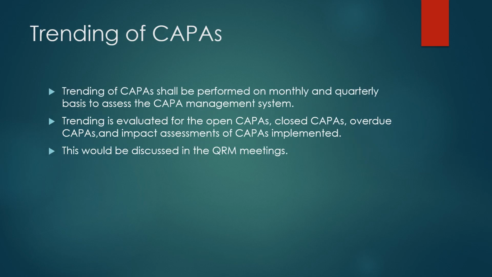Trending of CAPAs. CAPAs shall be trended on a monthly and quarterly basis to evaluate the open CAPAs, closed CAPAs and void CAPAs, and how the system is managed in terms of CAPAs. Trending of CAPAs is very important to evaluate how the QMS, quality management system, is working in our quality culture. So this would be discussed in the QRM meeting also.